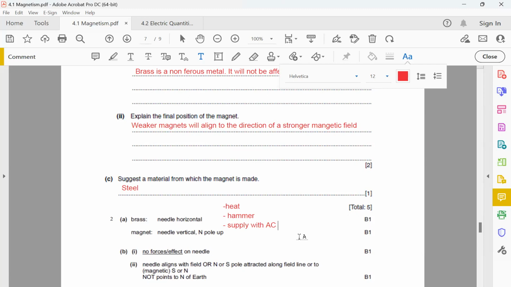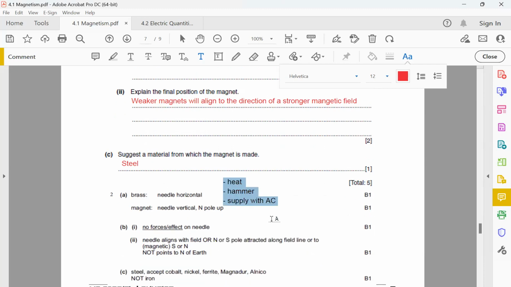If you check the syllabus here, you are not required to know how to demagnetize all these hard metals anymore, right? But last year they were still in the syllabus. They removed it this year. So these are the three ways theoretically to remove the magnetism from a magnet.